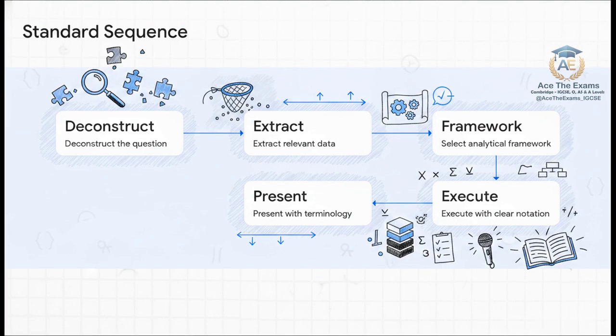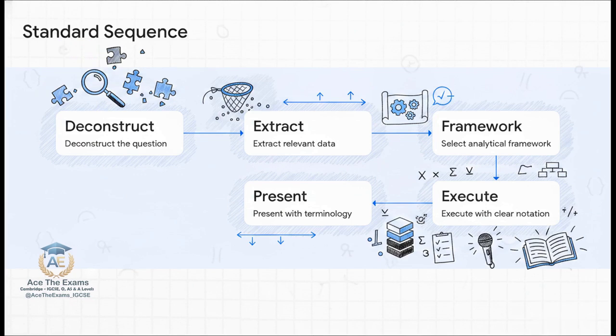1. Deconstruct the command word. 2. Extract the relevant data from the pseudocode. 3. Select your analytical framework, like PEAL. 4. Execute your analysis with clear notation. And 5. Present it with correct terminology. If Alex and Sam used this exact sequence to rewrite their answers, we'd see their red pen marks instantly transform into green check marks. This is the computer science success blueprint.